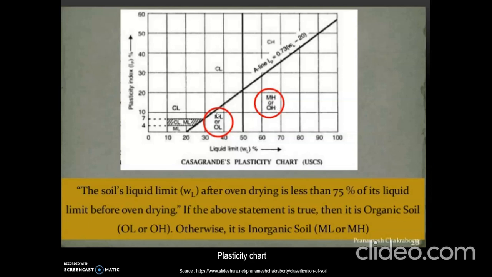Now we need to know when to use ML and when to use OL, because both are shown at the same location. If the soil's liquid limit, that is WL, after oven drying is less than 75% of its liquid limit before oven drying, then organic soil is represented. So that soil can be either OL or OH. Otherwise, we will have to use inorganic soil as the type of soil, which can be either ML or MH.